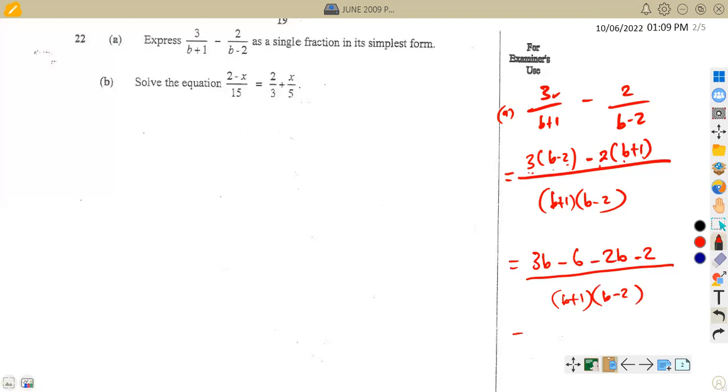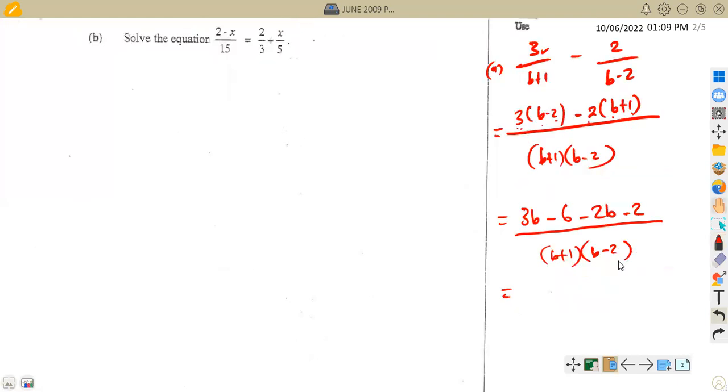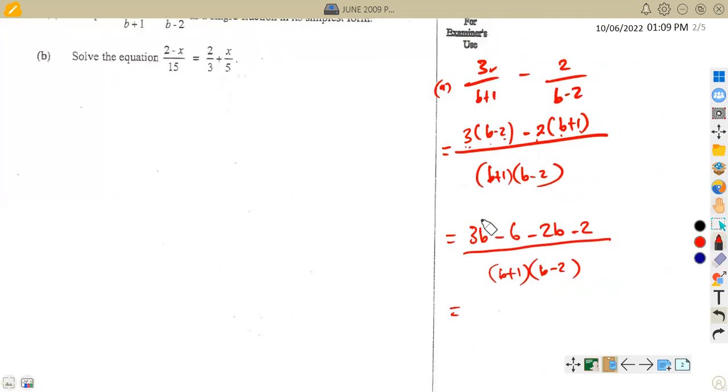All right, so let us cross-check the common terms. If there can be common terms, 3b and 2b, that's 3 minus 2, which is 1, so it's going to be 1b, which is b. Minus 6 minus 2, that's minus 8. So take note, guys, minus 6 minus 2, you add, then you take the common term, which is negative, over b plus 1 into b minus 2. So that would be your answer. You can't do anything at this stage, just have to leave it like that.